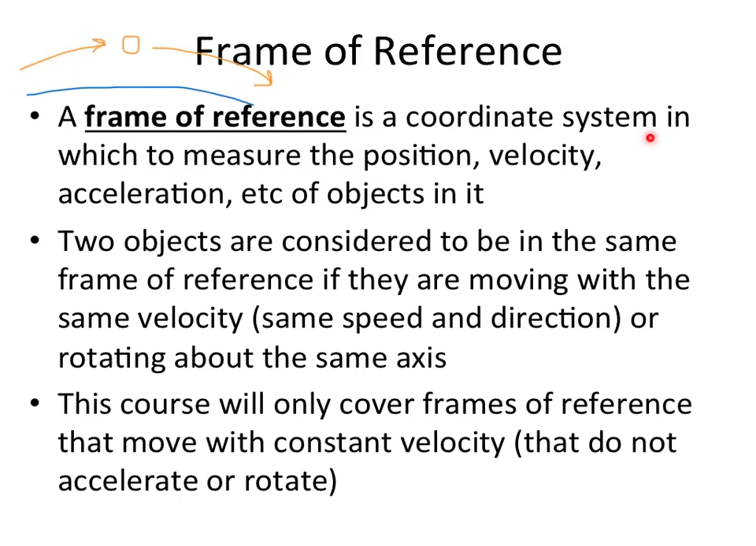Two objects can be considered to be in the same frame of reference if they are moving with the same velocity or rotating around the same axis. We're not going to be talking about rotating too very much, but moving with the same velocity, same speed and direction. Let's say you and another car, so your car is red right here, and you're on the turnpike, and you're both heading, I don't know, west. The other car is kind of next to you right here, and you're kind of neck and neck. You're both going the same direction. The other car is going this way, as are you. You're in the same frame of reference.